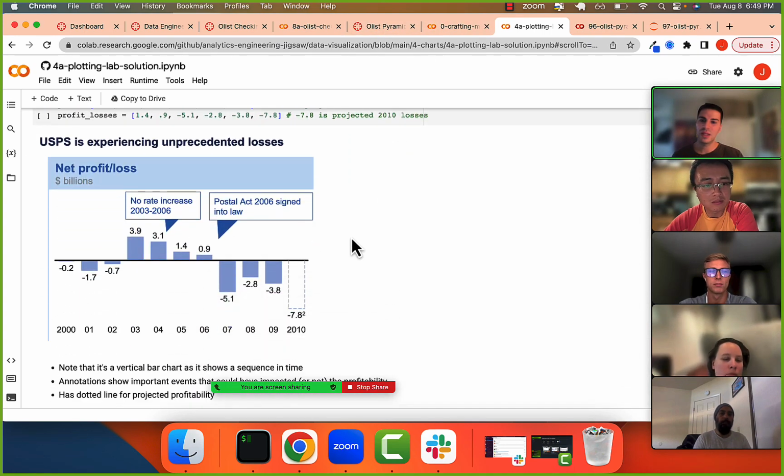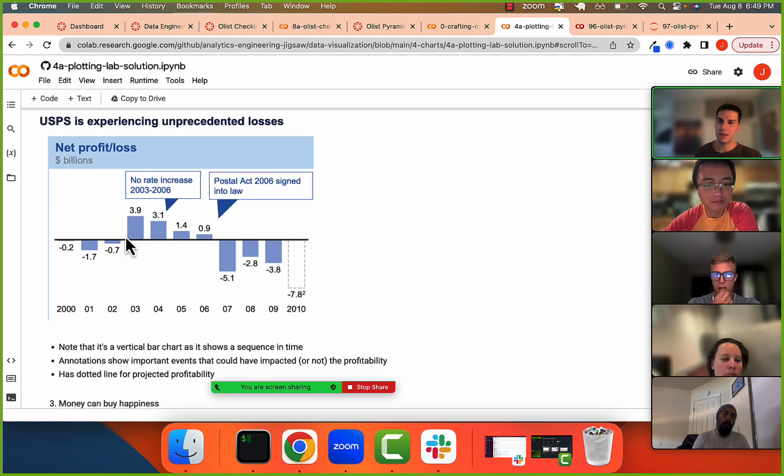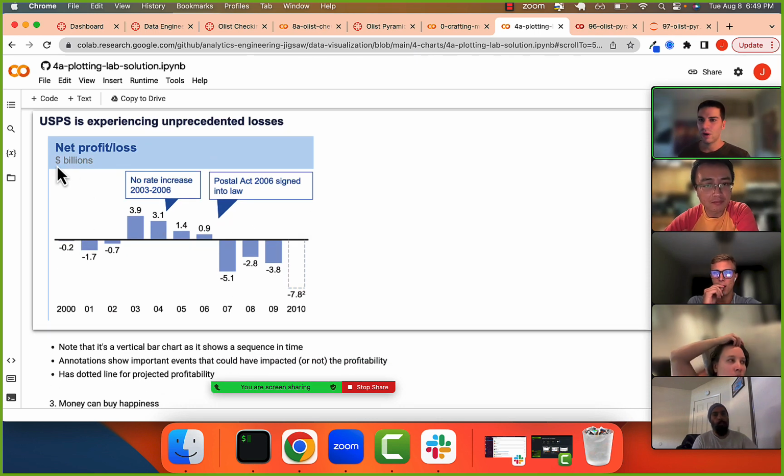Okay. So you can see them in these examples that I give, you can see them throughout. In a time-based chart, right here, it's showing cause and effect lots of times. So I'm not sure this is what caused it, but it seems like a significant event. The Postal Act signed into law, and then something happened.